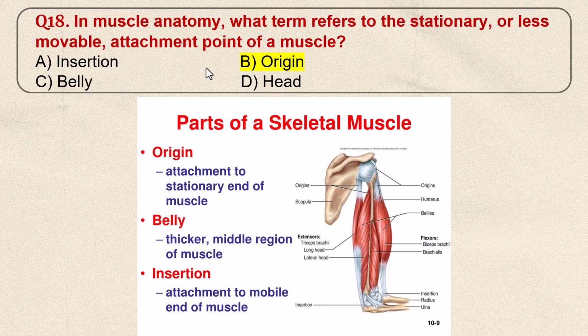Origin. So when you see the parts of the skeletal muscle, you can see this part is the origin. Origin is the attachment to the stationary end of the muscle. The middle part is called the belly, that is the thicker middle region of the muscle. Insertion is the attachment to the mobile end of the muscle. So the less movable part is the origin, and the more movable part is the insertion. For this question, the correct answer is B, origin.